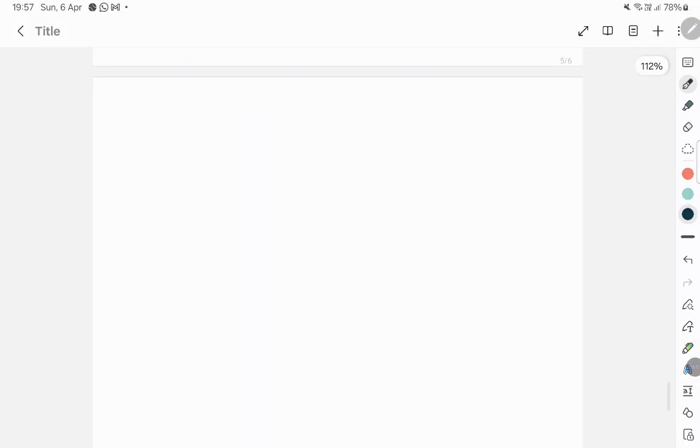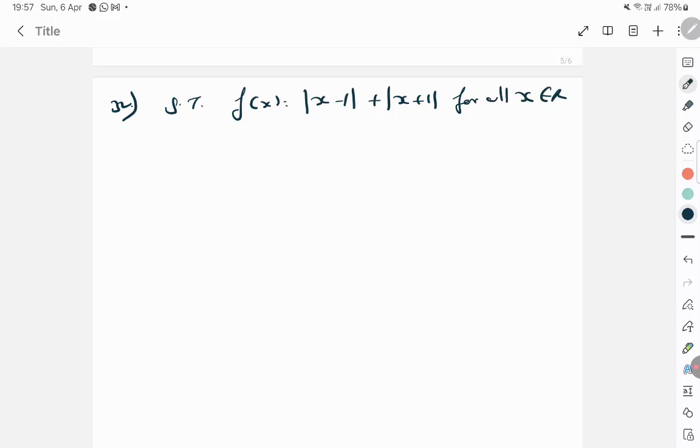So let's go to the next question. The sum that I want to teach you is this 36-second sum. Show that the function f of x is equal to mod x minus 1 plus mod x plus 1, for all x an element of real numbers, is not differentiable at x is equal to minus 1 and x is equal to 1. You know the cutting points here, 1 and minus 1.